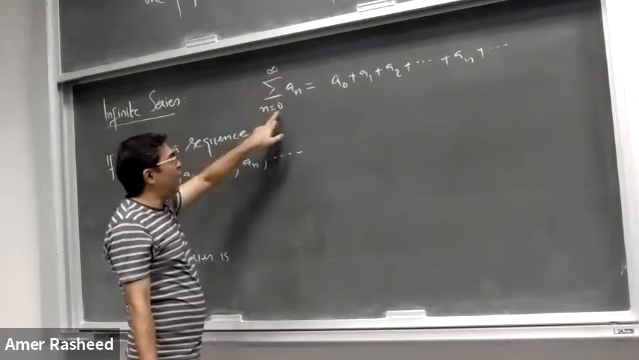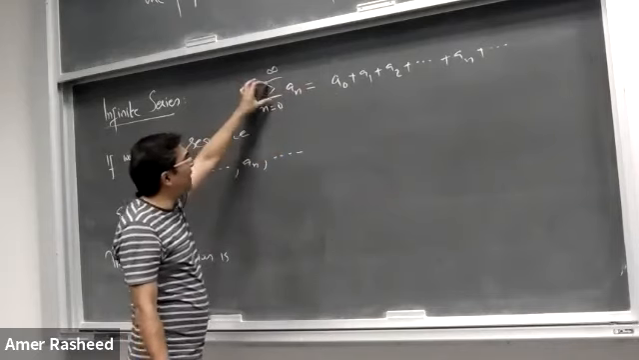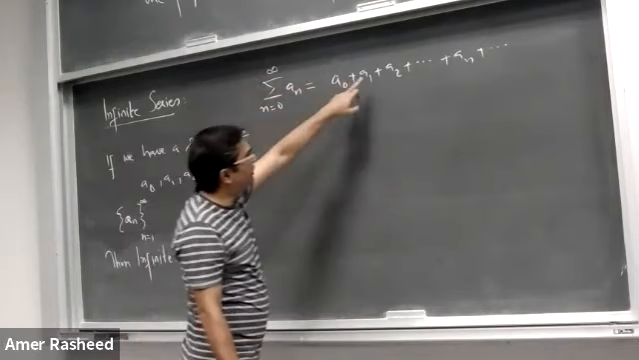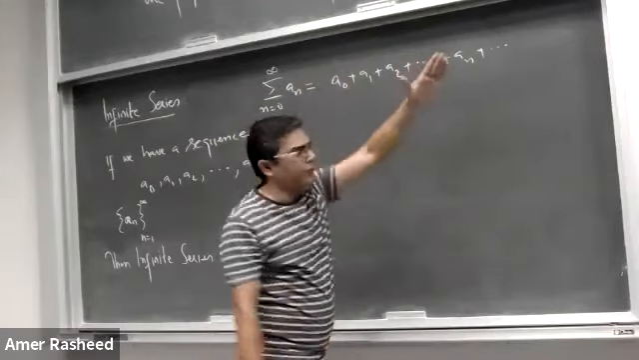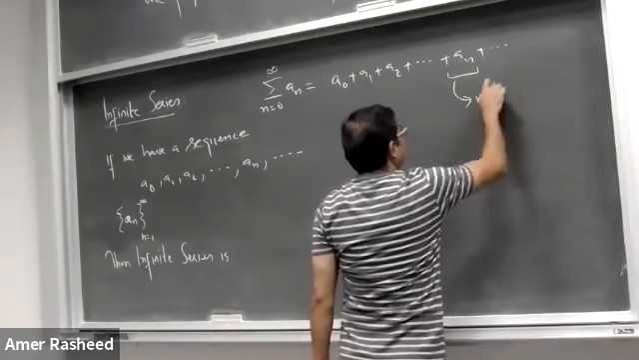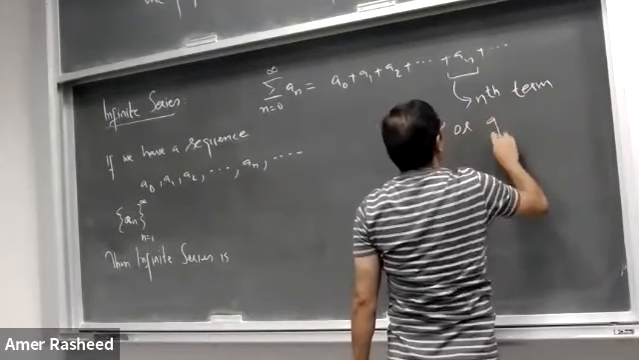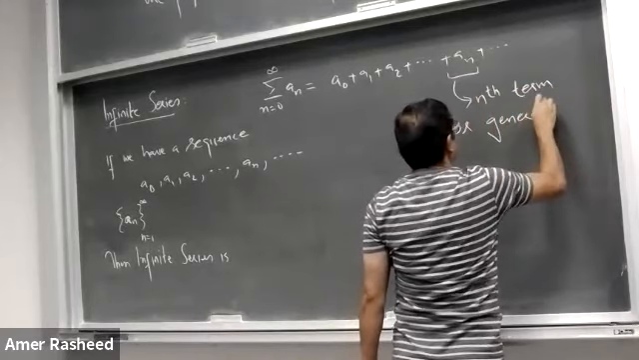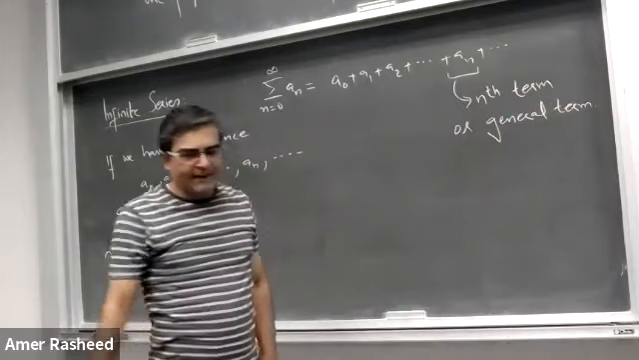So we put n equal to 0 the first time, we get A0, then n equal to 1, we get A1, then n equal to 2, we get A2, and so on. This is called the nth term or the general term of this infinite series.